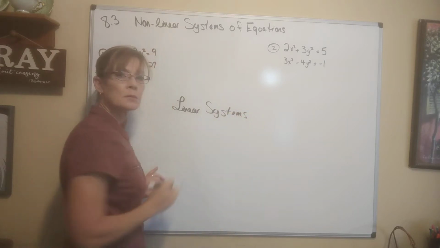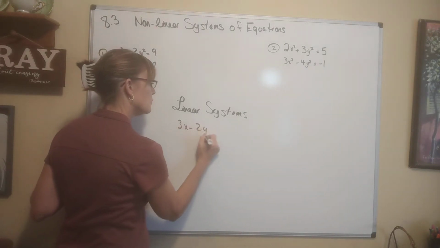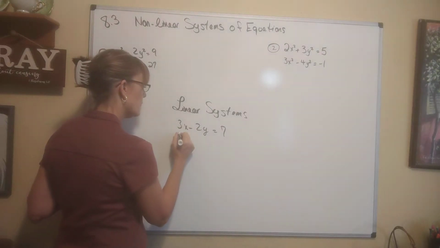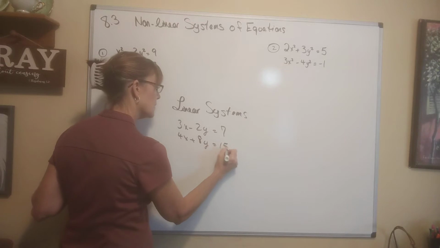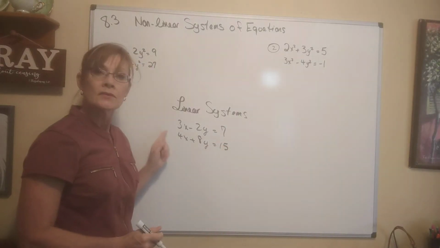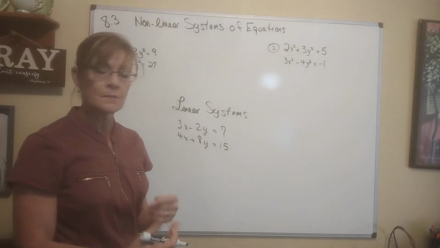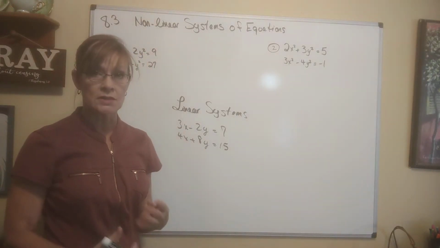And remember, linear means line, so you might have something like this: 3x minus 2y is 7, and then another equation, 4x plus 8y is 15. These are both equations of lines, and the fact that there are two equations makes it a system. The fact that the highest power of any variable is 1 makes it a linear system.